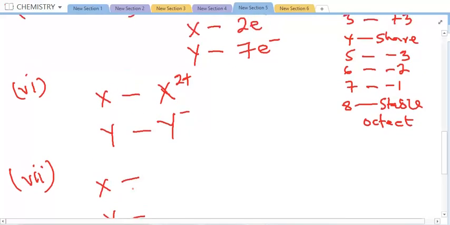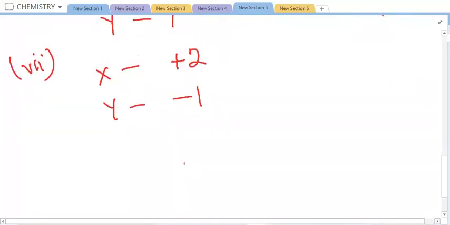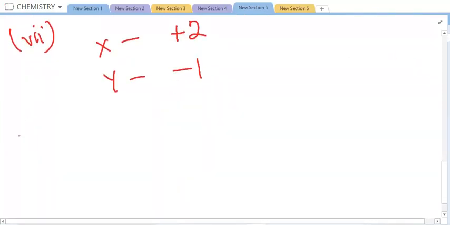So if you look at it, for X the valency electron is 2. For Y, the valency electron is 7. So meaning X is ready to lose 2, so the combining power is plus 2. And Y is ready to gain 1, meaning the combining power is minus 1. So the one that is ready to lose 2, the combining power becomes plus 2. The one that is ready to gain 1, the combining power becomes minus 1. That is how to answer combining power.